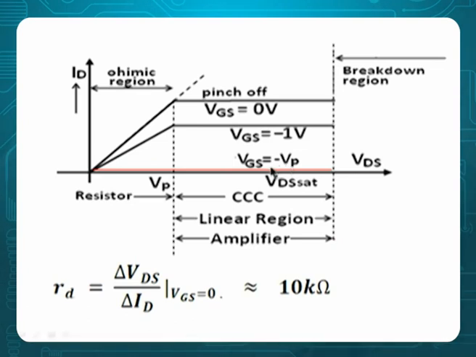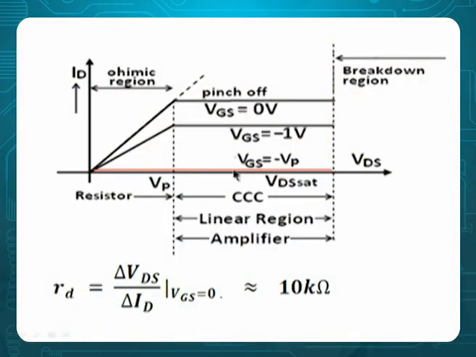Therefore, we have two meanings of pinch off. In terms of output voltage, wherever ID becomes constant, it is called pinch off. In terms of input voltage, wherever ID is 0, it is also called pinch off. Both are pinch off. But the beauty is, this pinch off and this pinch off are numerically equal. The VP in terms of VGS and the VP in terms of VDS are numerically equal. That's why both are called pinch off.